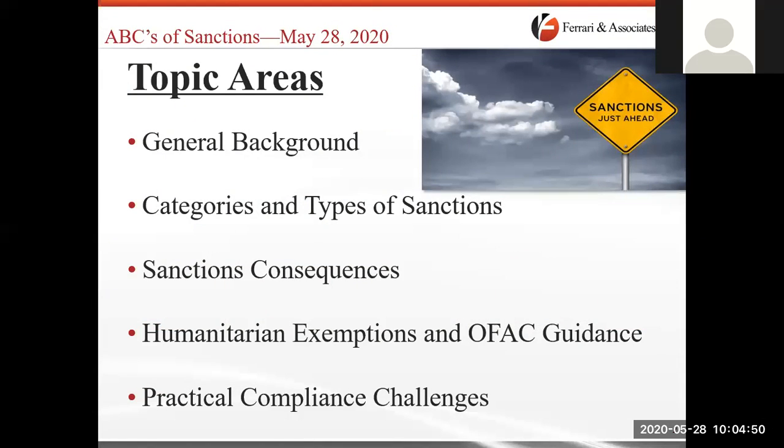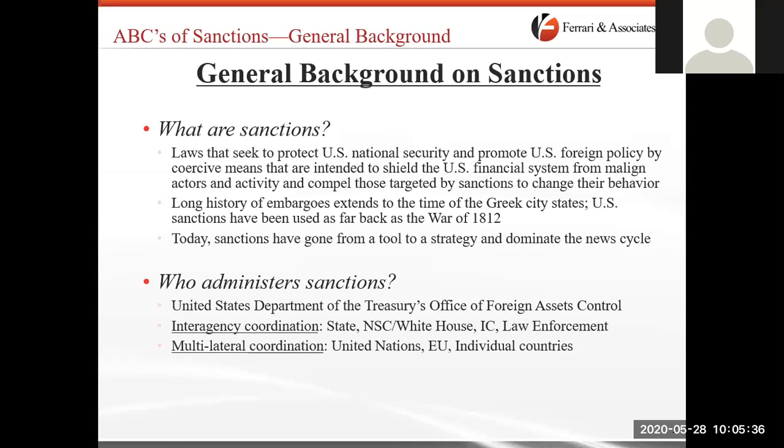So these are the topic areas we're going to be discussing today. As I mentioned, general background, the categories and types of sanctions, sanctions consequences, and when I say sanctions consequences, what I'm referring to is civil and criminal penalties under certain sanctions programs and for certain sanctions violations, as well as the consequences for engaging in sanctionable conduct and what the difference is between a prohibited activity and a sanctionable activity. We're also going to spend some time talking about humanitarian exemptions and guidance that OFAC has provided with respect to humanitarian exemptions.